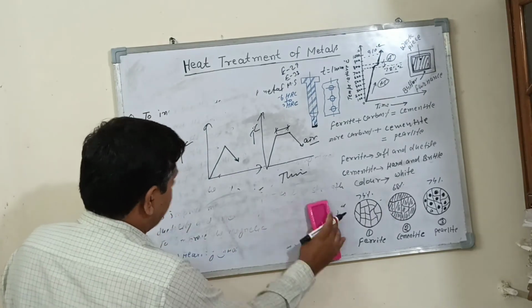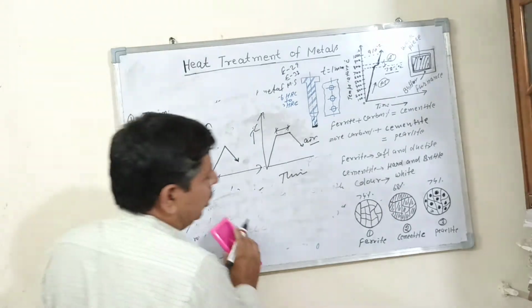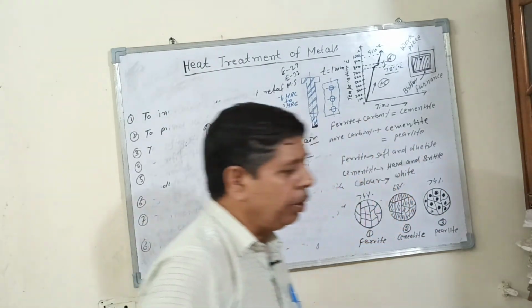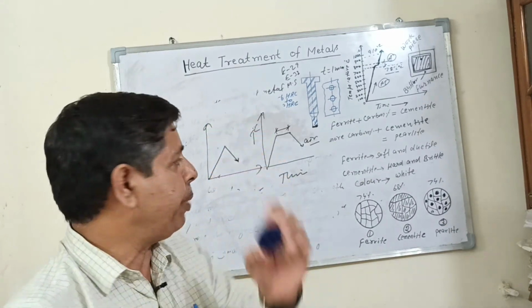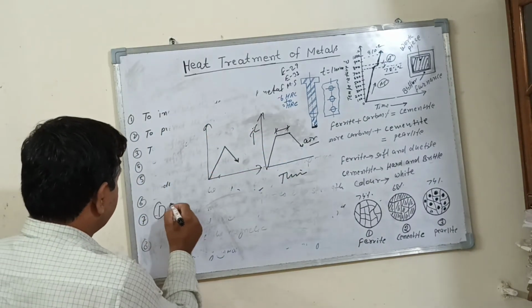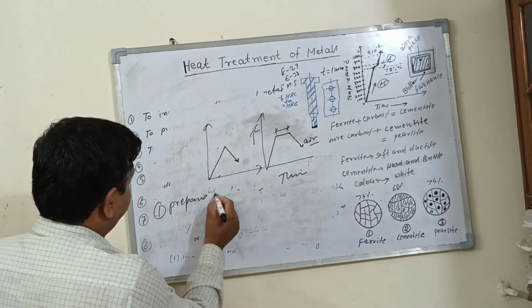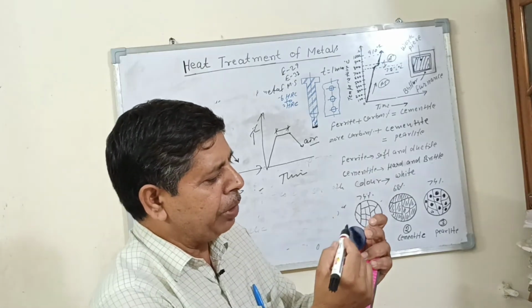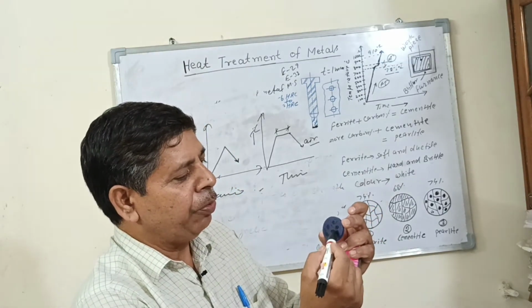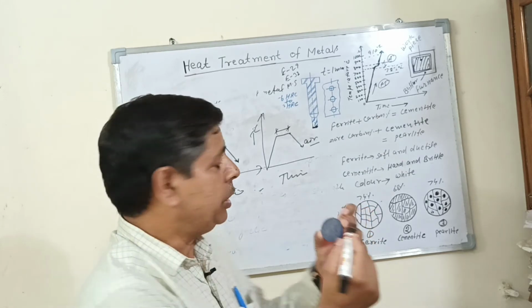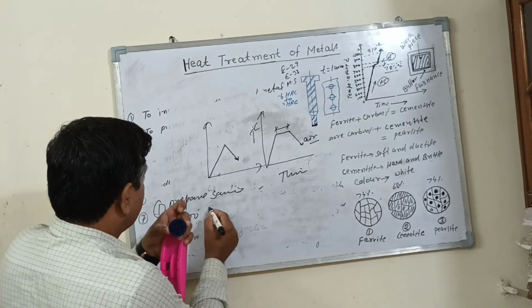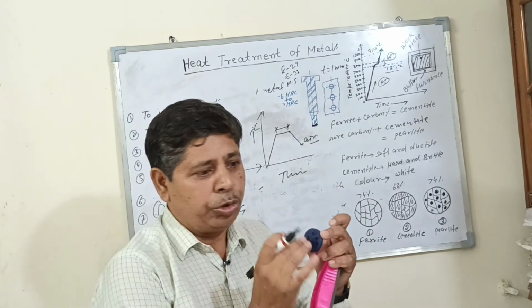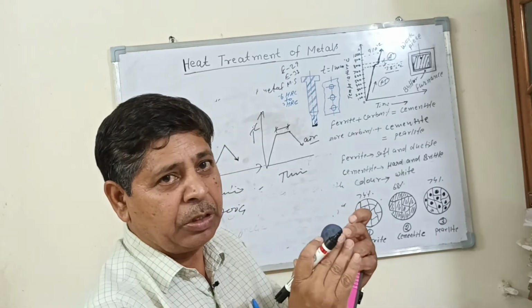So how to prepare, how to see this type of pearlite. This is the sample. Prepare a sample. Number 1, prepare a sample. The surface of the piece will be ground with the help of 600 to 700 grade sandpaper to finish the surface of the sample.